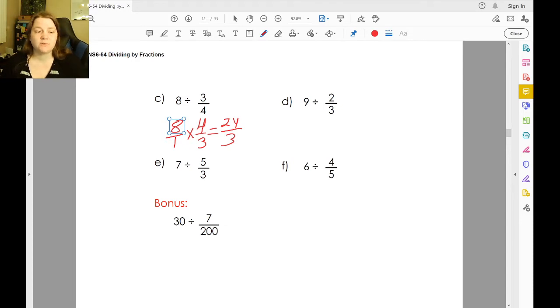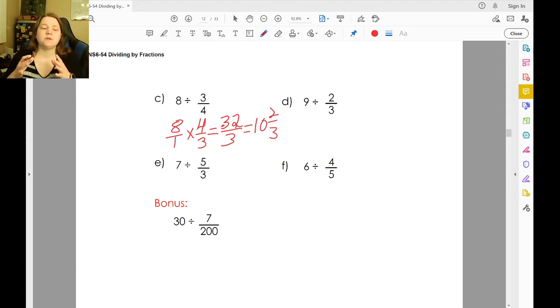8 divided by 3/4 is 24/3. Now, does that make a nice number? You know what? It shouldn't, because hopefully you're paying attention. 8 times 4 is not 24. 8 times 4 is indeed 32. Does that make a nice even fraction? As a mixed number? No. But we know that 3 goes into 32, 3 goes into 30 exactly 10 times, with 2 left over.